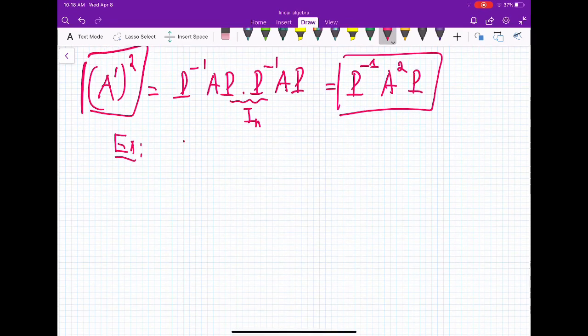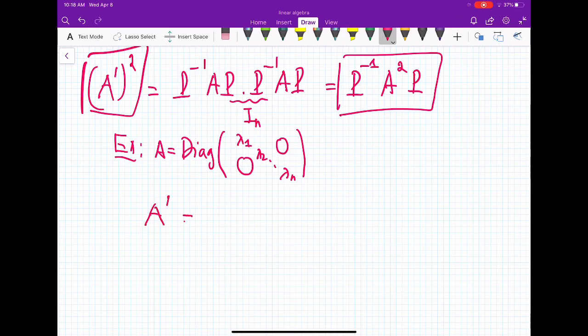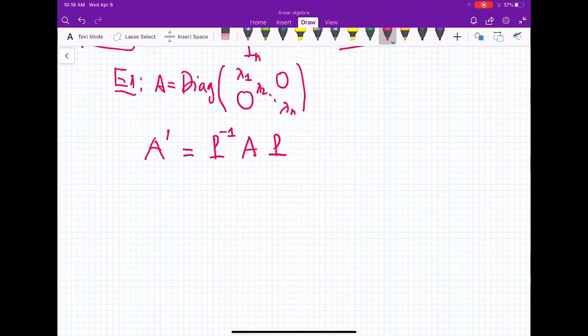Suppose you have some diagonal matrix A. A is a diagonal matrix. I write it in this form, just lambda 1, lambda 2, and lambda n, right? All the other entries are zeros. Make sense? And you have some matrix A prime, which is similar to A. So that means A prime is equal to P to negative 1, A, and P. Make sense? And you want to find A prime to the n.